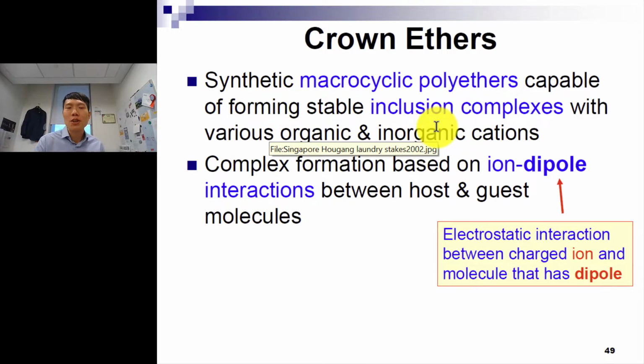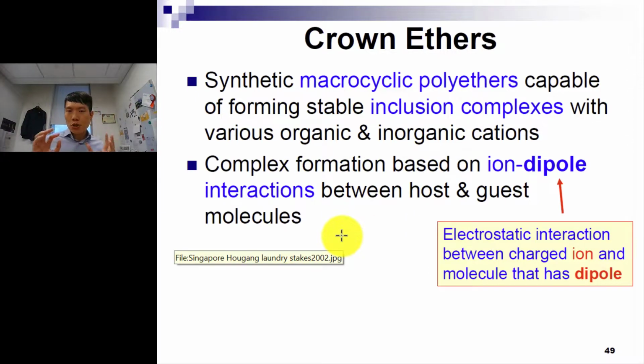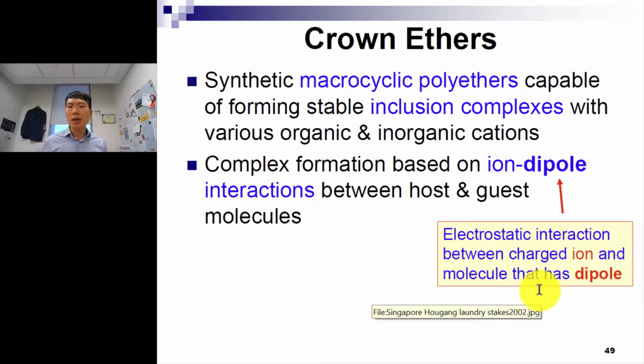So crown ethers. Crown ethers are cyclic molecules, quite macrocyclic polyethers because you have a lot of C-O-C bonds, and they are able to form complexes with organic and inorganic ions because of the lone pairs on the oxygens, which can donate to form this bond. So we also see complex formation based on ion-dipole interaction in this host-guest chemistry, more of the inorganic chemistry at a high level. The ion is fully charged, so it's an electrostatic attraction, and the oxygen has a delta minus, so there's a dipole, so ion-dipole interaction.